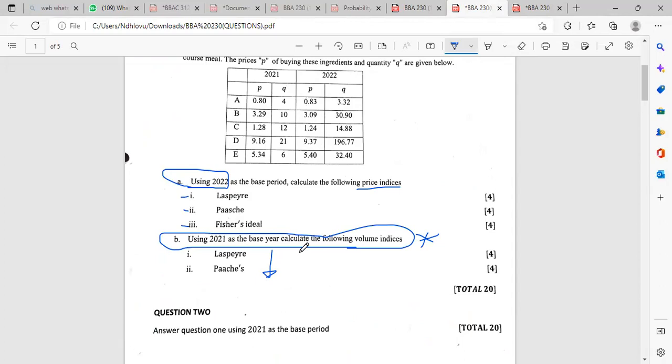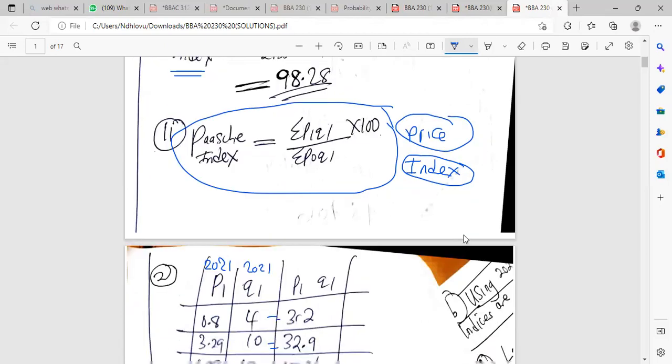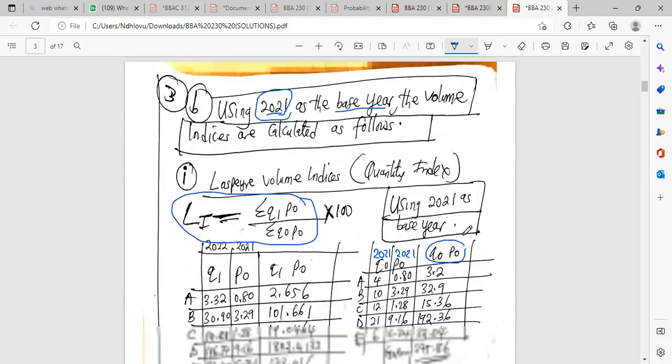Okay, no problem. So we are now on part B of the question, where we're looking at the volume index. For the price index, this is the formula for Paasche. I want to show you the difference in terms of formulas between the Paasche price index and the Paasche volume index. So this is the price index. You can write this formula somewhere. Now the formula for the volume index is just slightly different from this one.